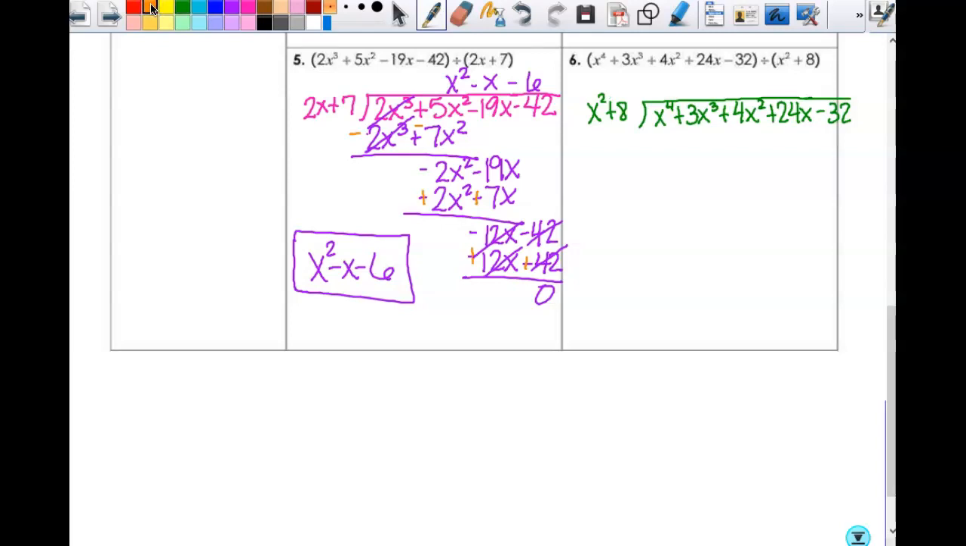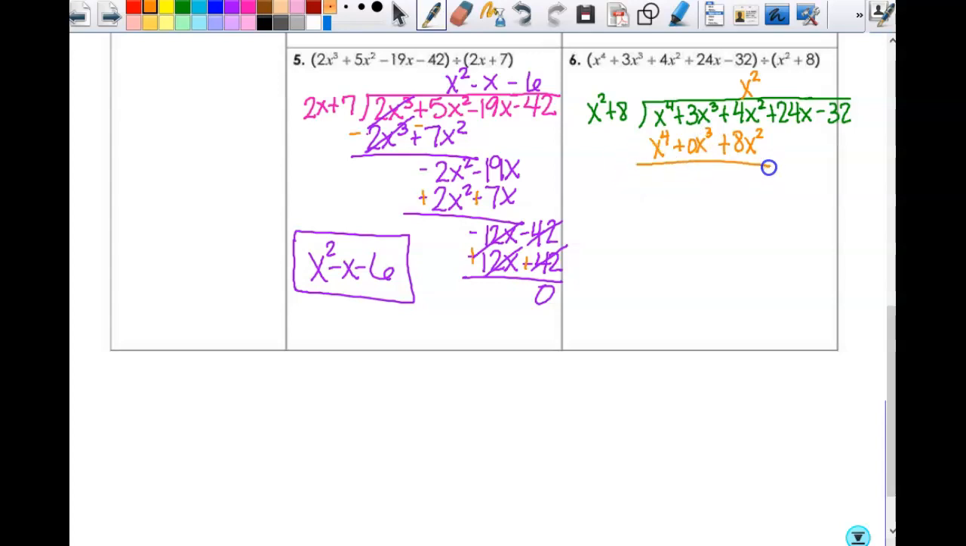All right, so x squared, we start the same way. X squared goes into x to the 4th how many times? X squared. So I make sure I put it above the x squared. So then x squared times x squared is x to the 4th. X squared times 8 is 8x squared. So don't put it right next to x to the 4th. It needs to go here. So this is a positive 8x squared. You basically have a plus 0x cubed. Sorry, I lost myself there. Okay, you don't necessarily have to put that in there, but it might help.